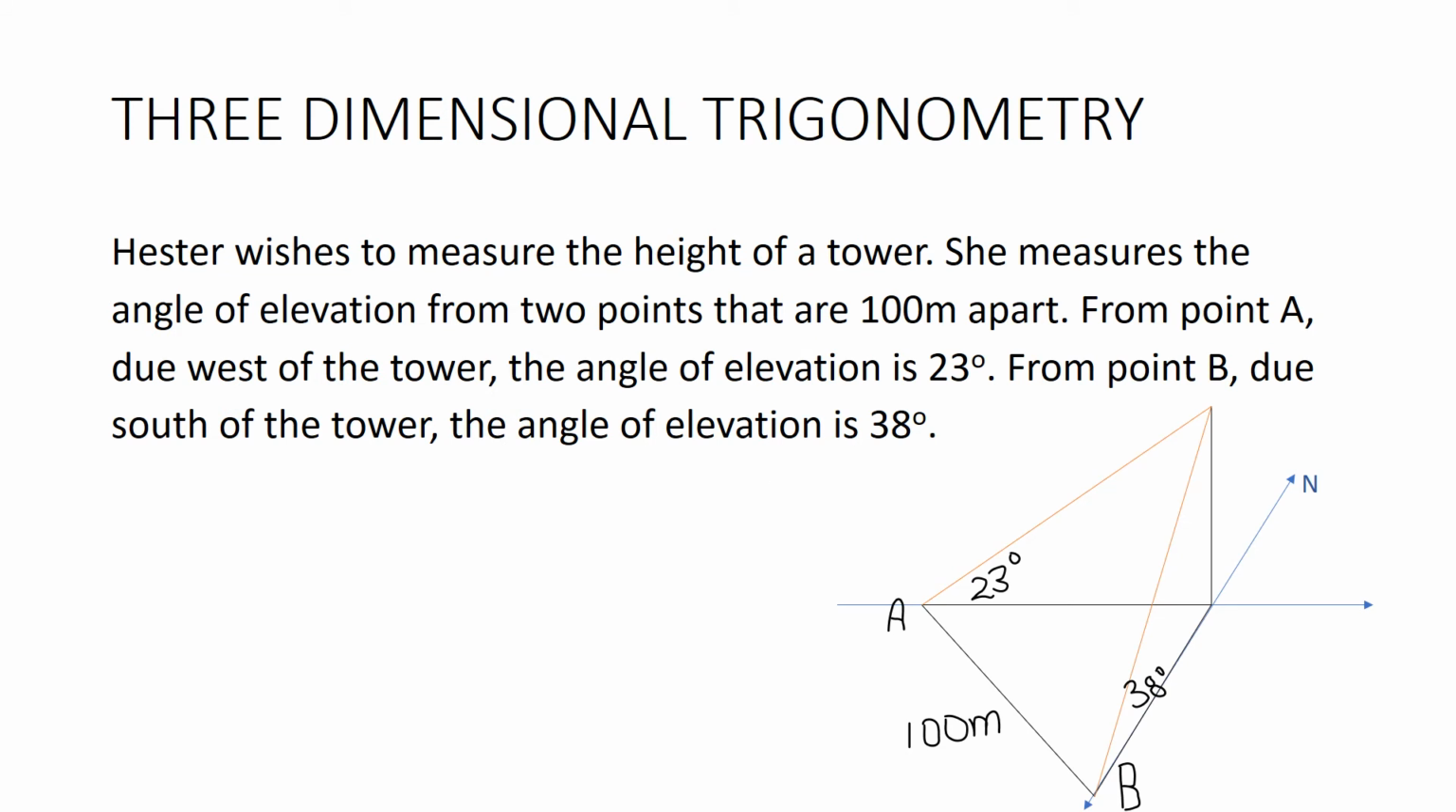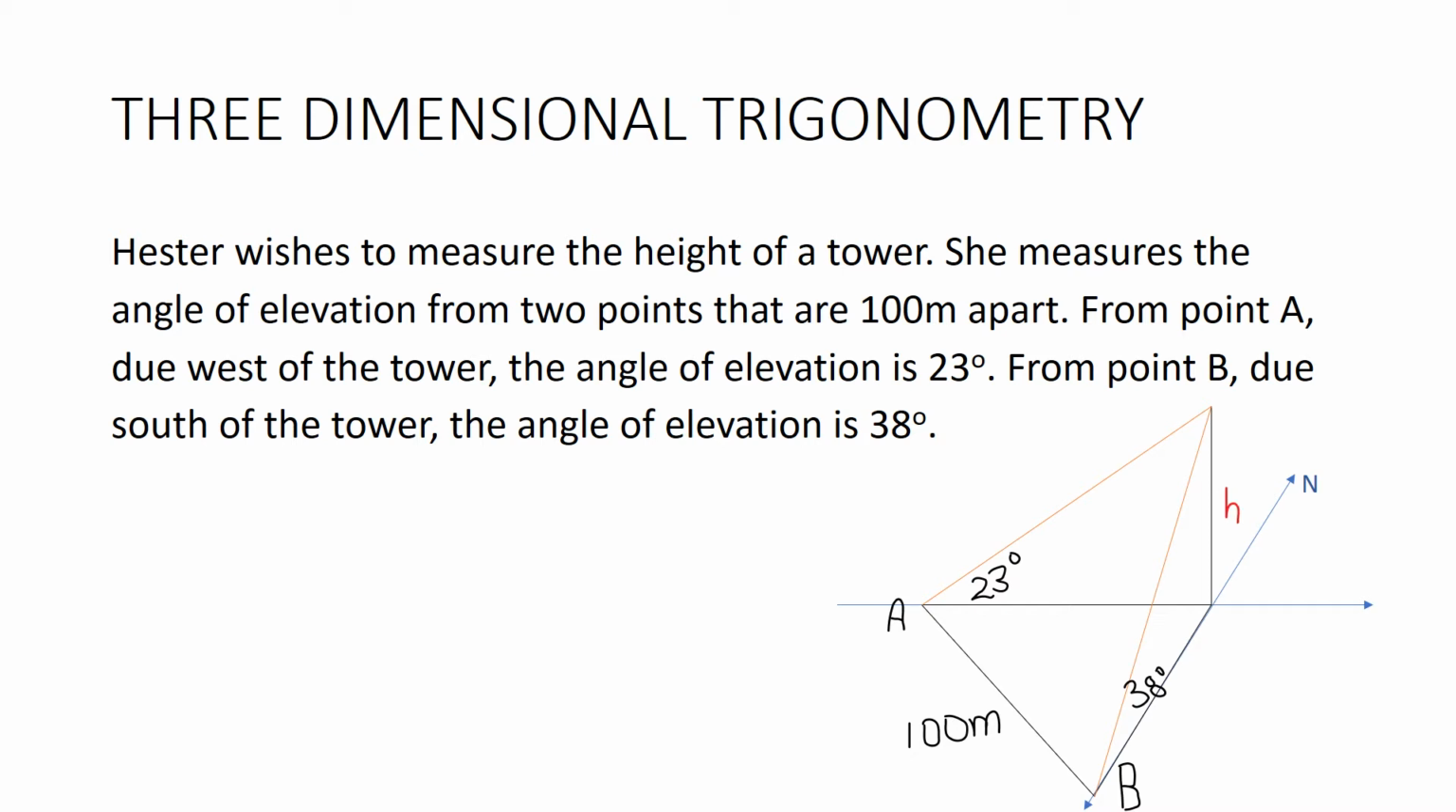Hester wishes to measure the height of a tower. She measures the angle of elevation from 2 points that are 100 meters apart. From point A, which is due west of the tower, this is the tower here, the angle of elevation is 23 degrees. From point B, due south of the tower, the angle of elevation is 38 degrees. I should also mention that these 3 points, A, B, and the base of the tower, are all on level ground. I didn't have really enough room to write all of that. Okay, so let's introduce some pronumerals.